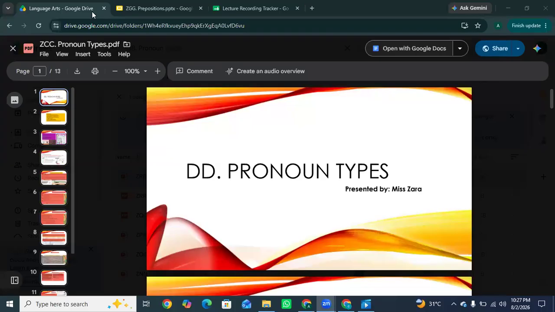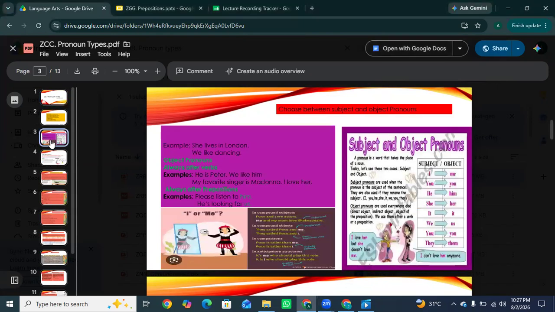Hey students, so today we are going to discuss the topic of pronoun types. Choose between subject and object pronoun. A pronoun is a word that takes the place of a noun. So we will discuss subject pronoun and object pronoun.